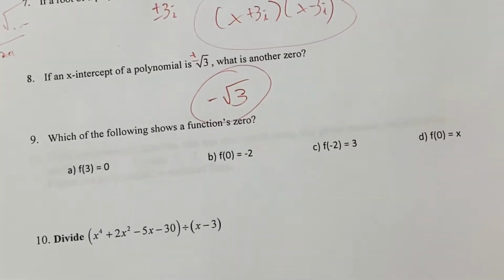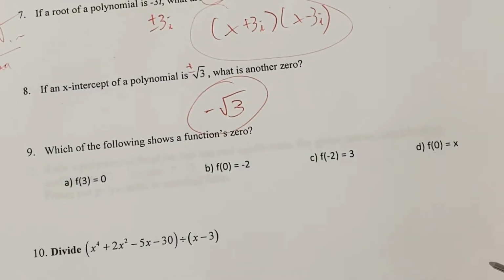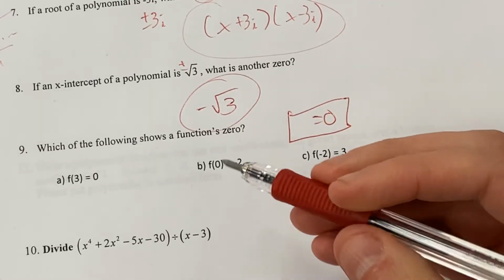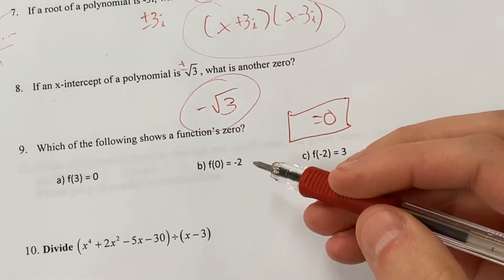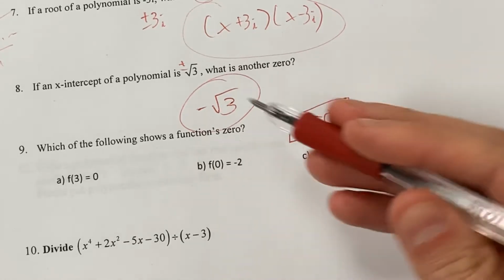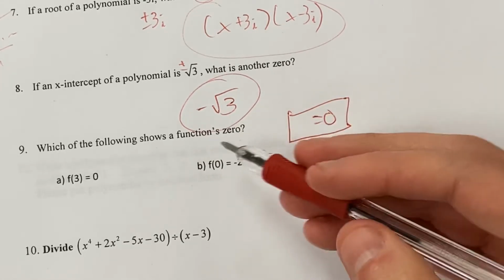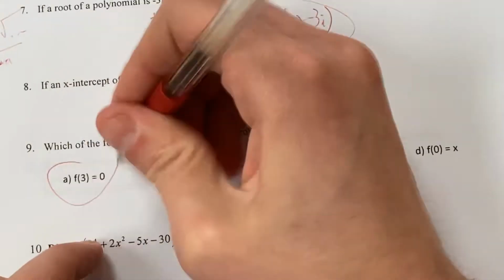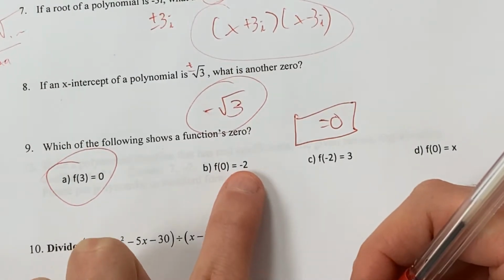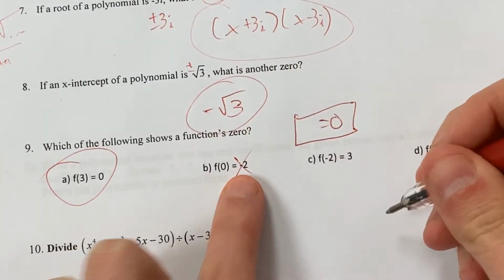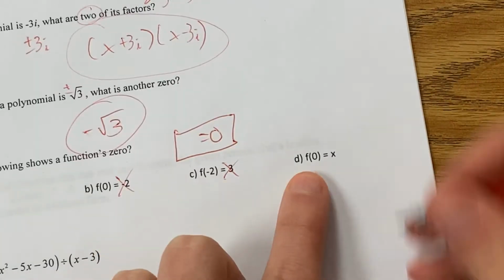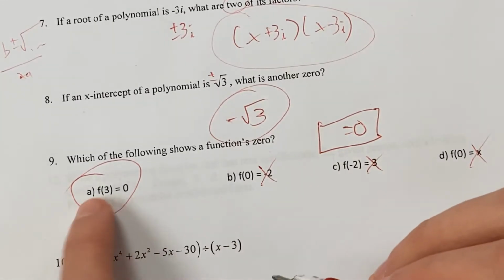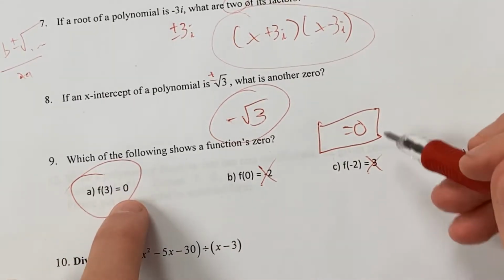And which of the following shows a function's 0? The big thing to note here is that it should be equal to 0. It means if you plug in a number, you get 0. It doesn't matter what number you're plugging in, but the answer is 0. That's what a function 0 is. So here, if you plug in 3, you get 0, which is what we wanted. If you plug in 0, you get negative 2. That's not what we wanted. We want it to be equal to 0. So the only one that matches this is the first one, because you get 0 as your answer.